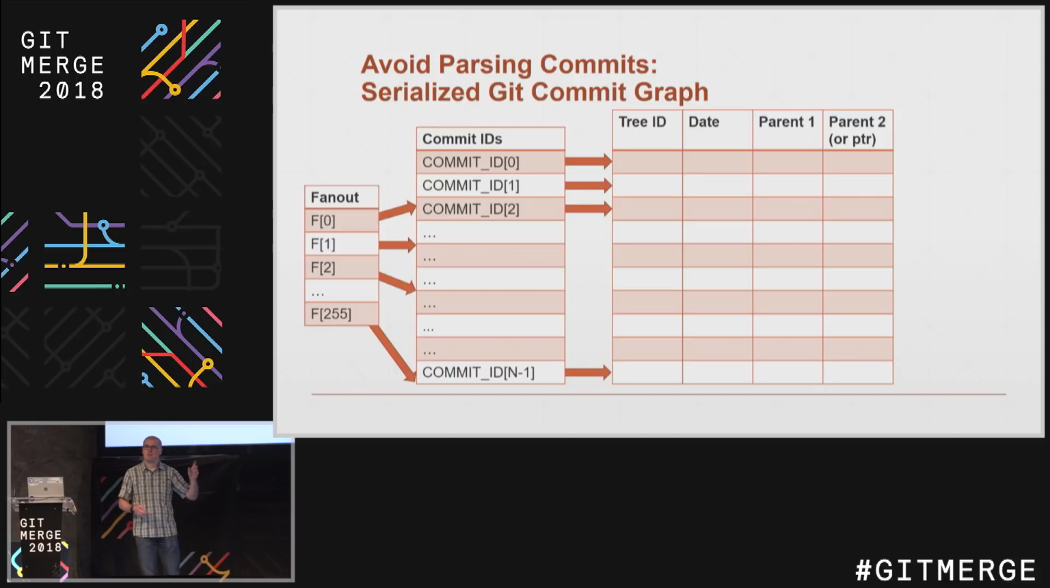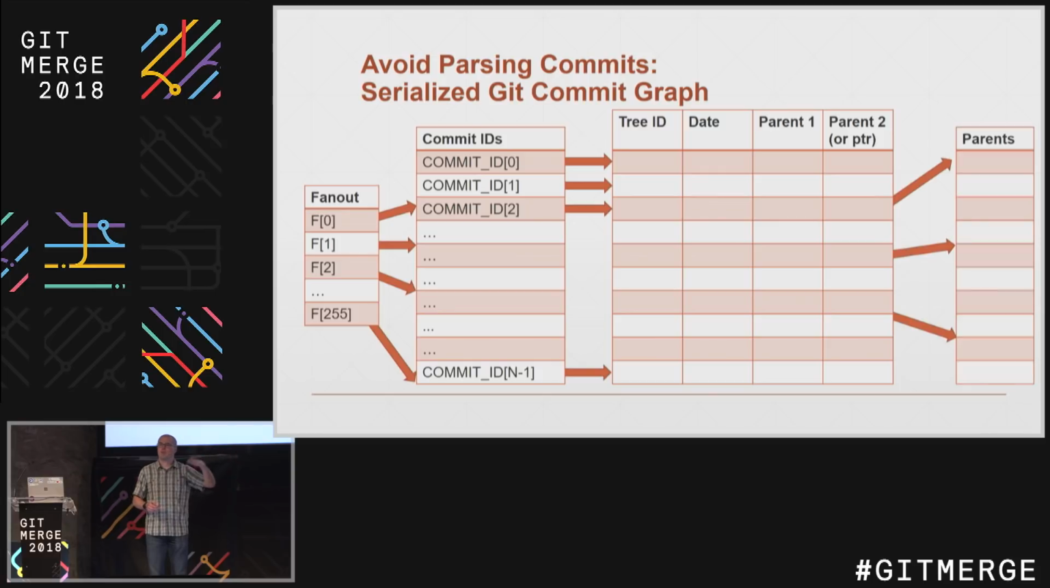I'm going to refer to these parents using not their object IDs, but just an integer to say, hey, if it's in the graph, look at this row. So it's a lot cheaper. It's only 4 bytes instead of 20. But you might be thinking, hey, what about octopus merges? There's more than 2 parents in an octopus merge. Well, that's why the second parent could also point into a table of edges for octopus merges. That's probably going to be very small. There's not too many octopus merges out in the wild, but it does permit that.